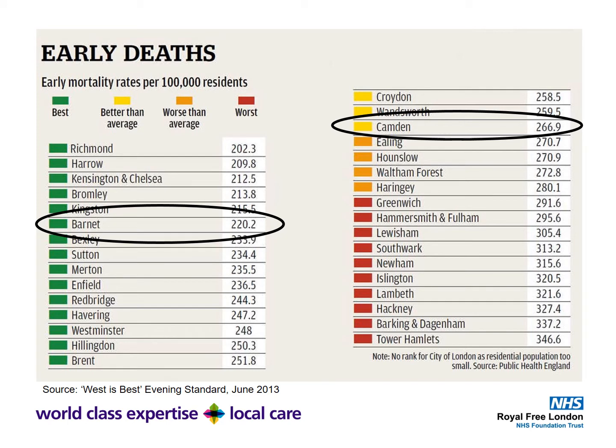So looking at our patch now, obviously we carry a number of boroughs around us. For those of you that rotate into or have worked at Barnet, you'll notice that there are best mortality rates overall in public health. We're in the borough of Camden, which as you can see is better than average. However, poorly performing boroughs include Tower Hamlets, Barking, Dagenham, Hackney, Lambeth, Islington, Newham, Southwark and Lewisham.